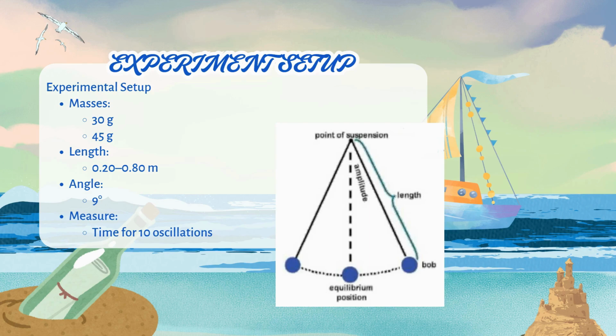This is the experiment setup, which is two pendulum masses, 30 grams and 45 grams were used. The pendulum length was varied from 0.2 meters to 0.8 meters while maintaining a constant angle of 9 degrees. For each length, the time for 10 oscillations was measured twice, averaged and then converted into the period. After calculating T squared, graphs were plotted using both freehand drawing and also GSP.